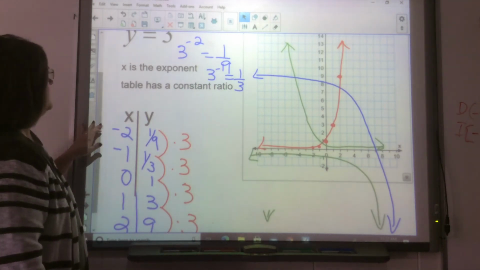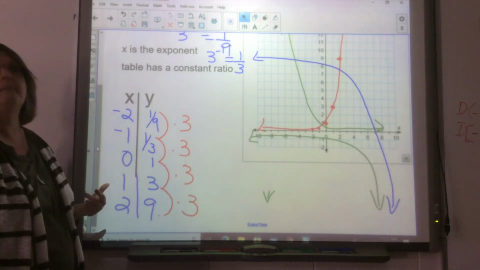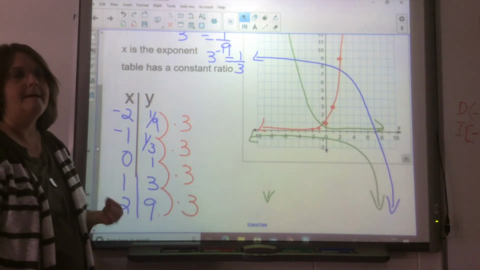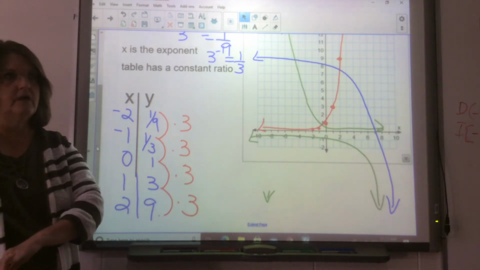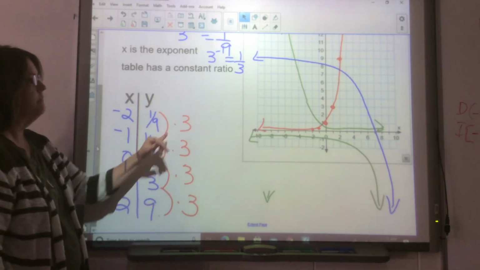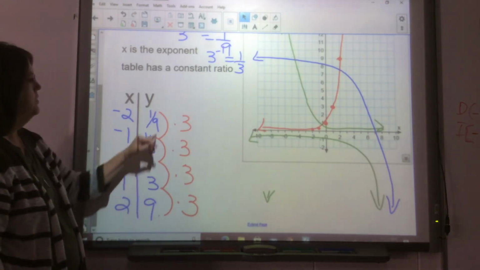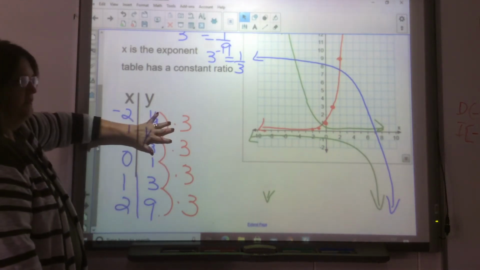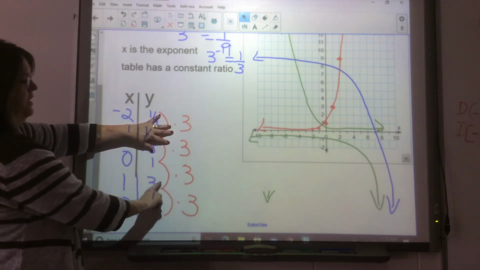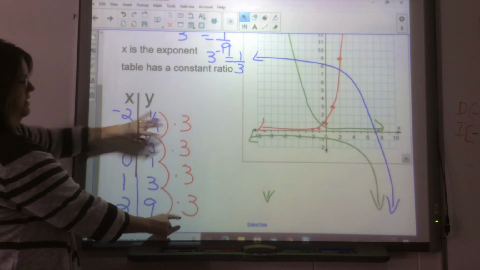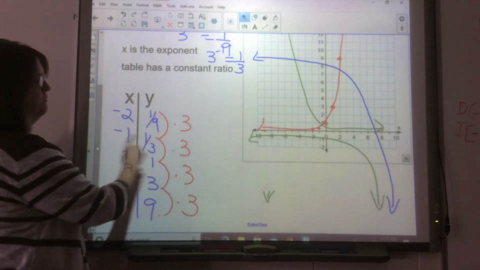Now, an exponential function will also have a constant ratio, meaning that I will multiply by the same thing. With linear, I added the same thing or subtracted the same thing. I'm going to multiply or divide by the same thing on exponential. And you may not see it with the fractions. Come down here and look. 1 to 3, I multiplied by 3. 3 to 9, I multiplied by 3. All right, so 1/3 times 3 gives me 1, and 1/9 times 3 gives me 1/3.